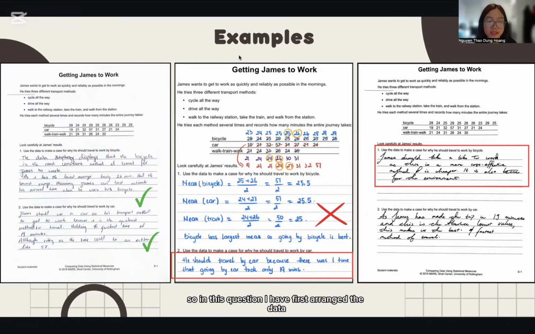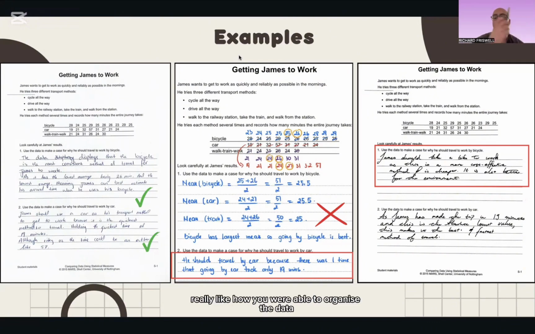Yeah, sure. So in this question, I first arranged the data associated with each type of vehicle in ascending order from the smallest to the largest. Then I based it on the mean to determine which vehicle is the most effective. So I calculated the mean by getting the average of the two values in the middle, and then observed that bicycle has the larger mean of 25.5. So that's the vehicle that James should use to go to work. That's how I did this.